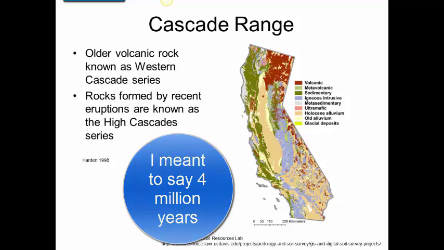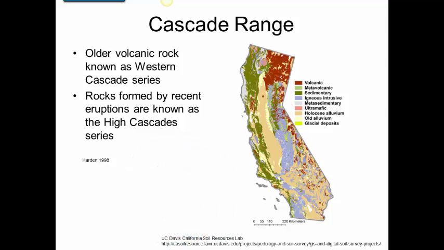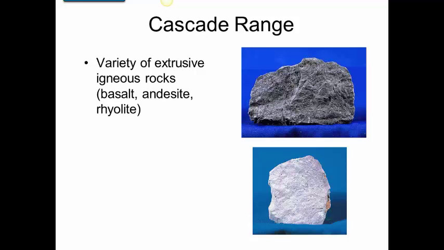So the High Cascade series includes the activity that's formed Mount Shasta and also Mount Lawson. This volcanic activity has produced a variety of fine-grained igneous rocks. The picture on the top here is of basalt, which is an extrusive igneous rock that's dark in color. It has a lot more iron and magnesium in it, which gives it that dark color.